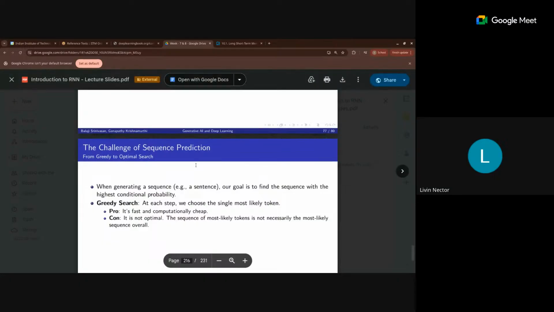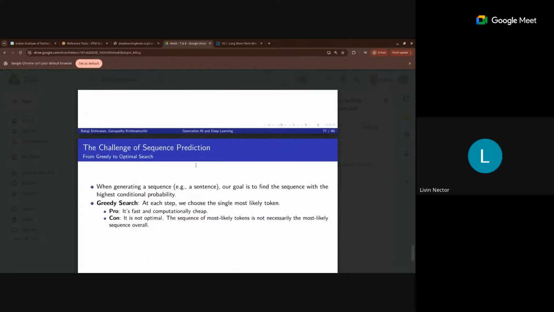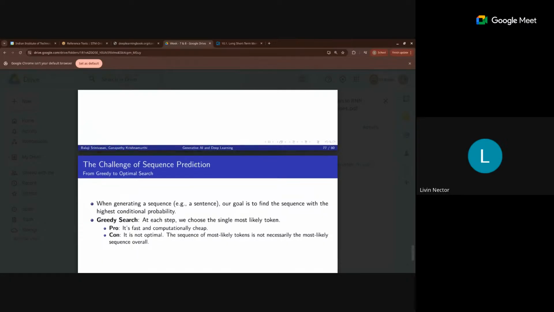Yeah. So then there is one more thing about sequence prediction, right? The way we are predicting, how are we predicting? So we are finding one word.